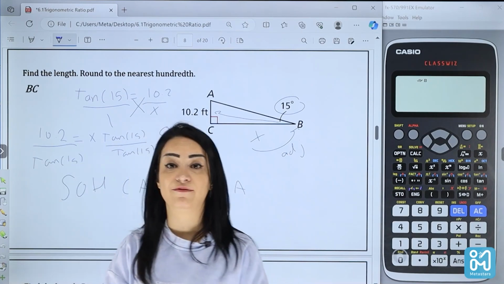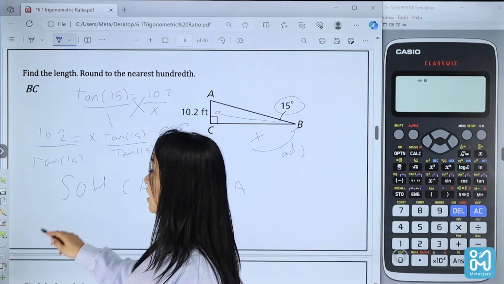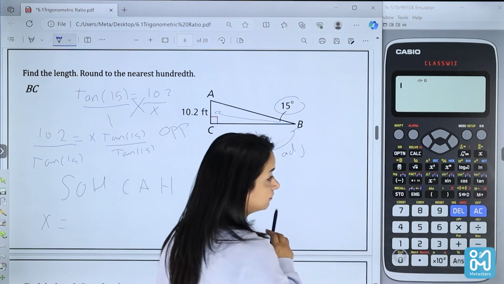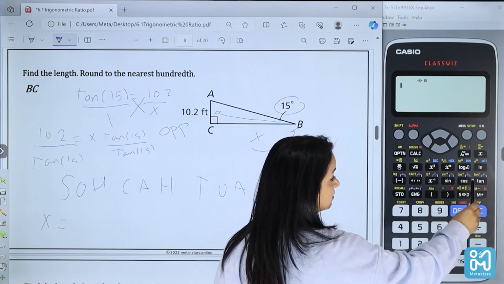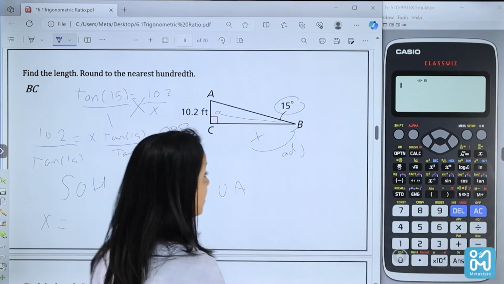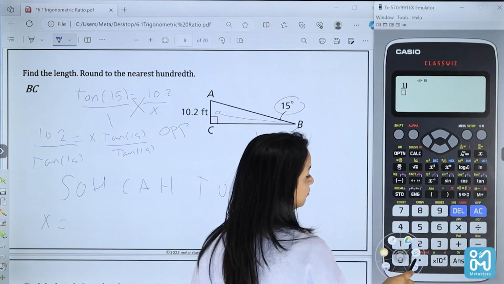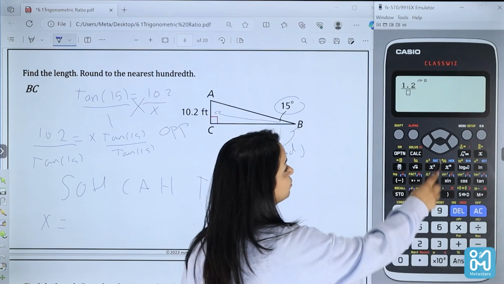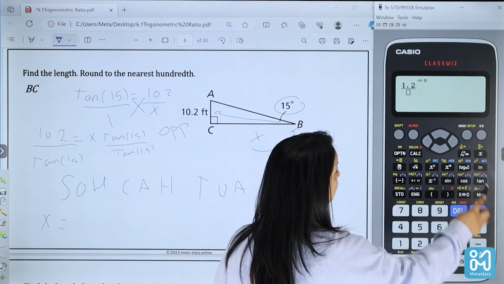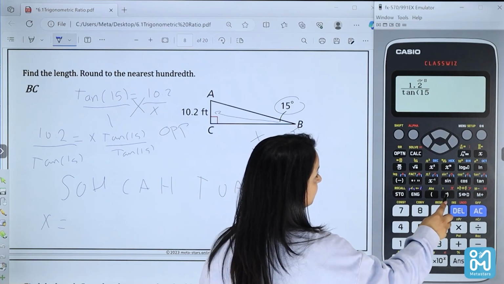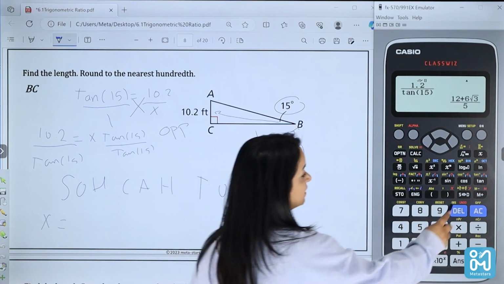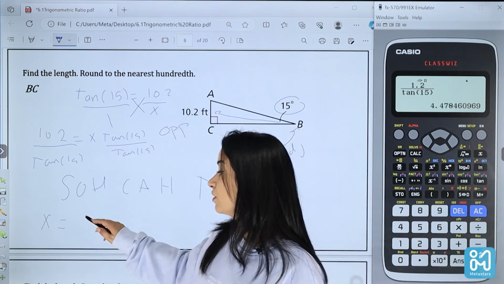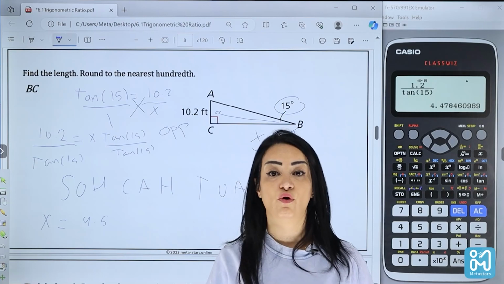So from where can I get the value of tan 15 to get the answer of x? Directly here from the calculator. So this is the sine, this is the cosine, and this is what? The tan. So I have 10.2 over what? Over tan 15. So the answer is equal to approximately 4.5.